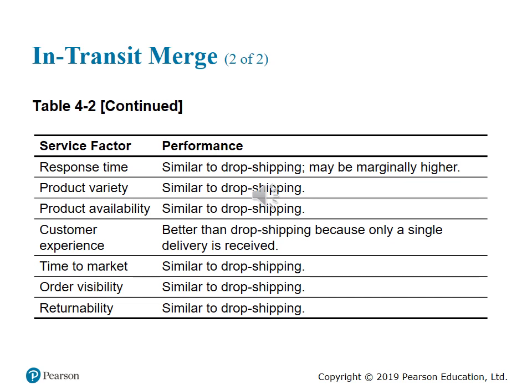Customer experience better than drop shipping because only a single delivery is received. So imagine that one customer places different orders to different manufacturers through AliExpress, for example. Now, through the merge, customers can get their products in one shipment, not in different shipments. Time to market similar to drop shipping, it's very fast, relatively fast. Order visibility similar to drop shipping and returnability similar to drop shipping. It's not easy to return products following this strategy.